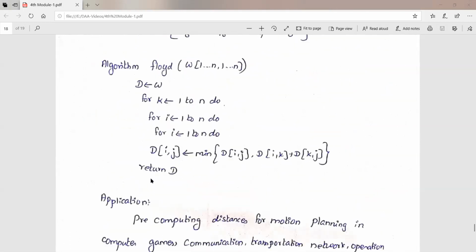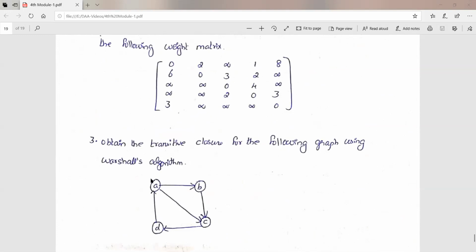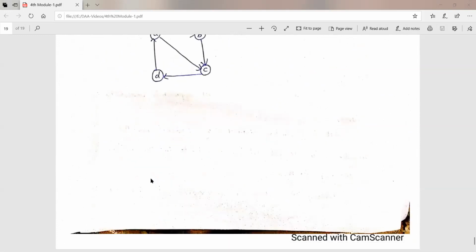Okay, so in the next video, we will see the next algorithm, that is the optimal binary search tree.